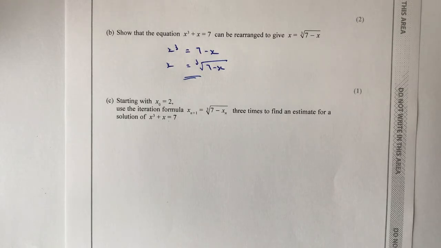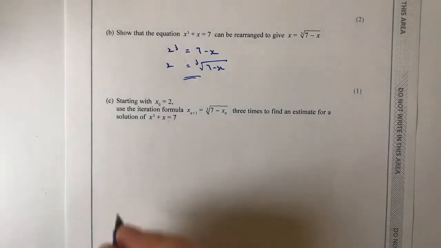use the formula 3 times to find an estimate for the solution. So what we're actually doing with this is that we are refining from the value of 2 the value of x. We're refining our answer to get a value of x which is closer and closer to the true value, so that when we plug it into the formula we actually get 7 as an answer.